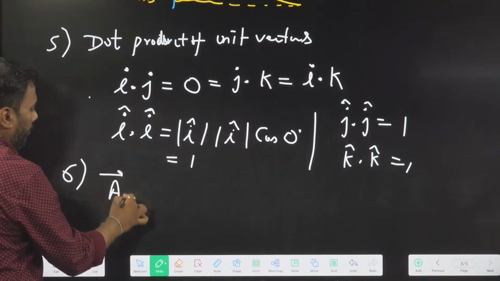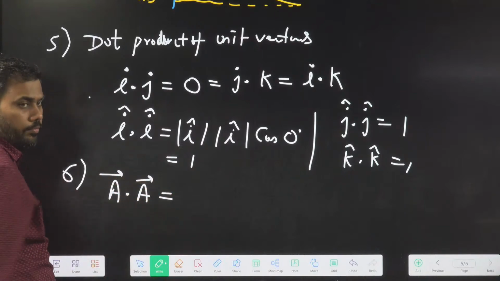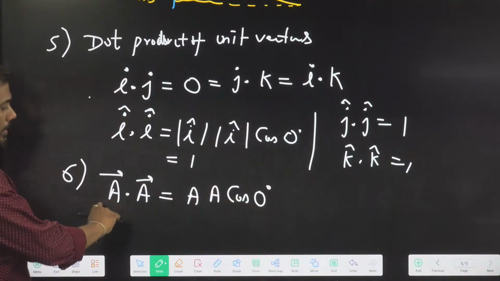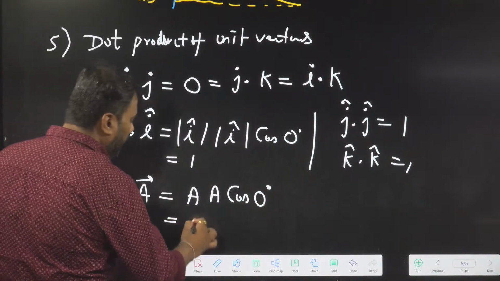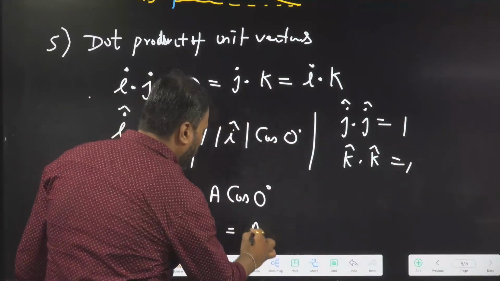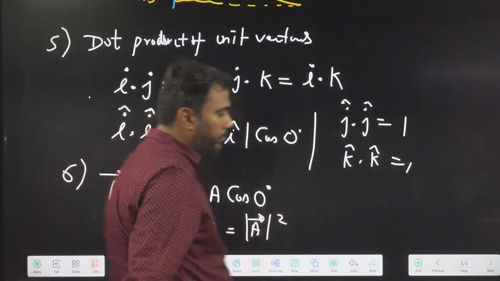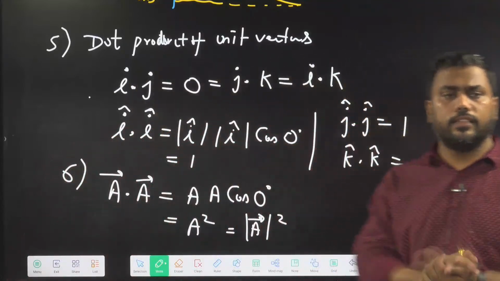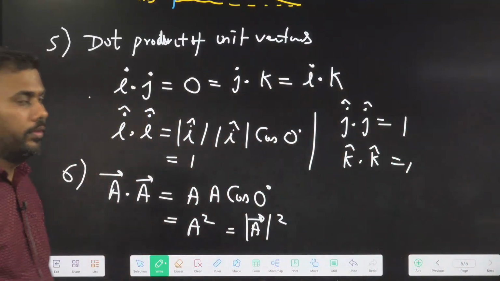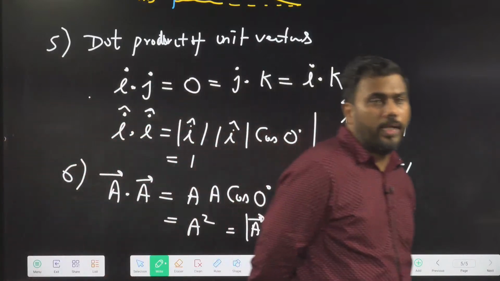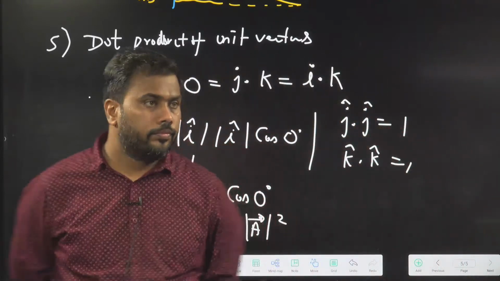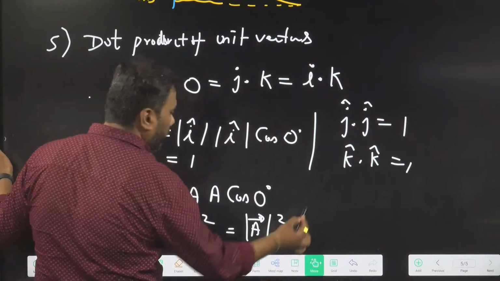Sixth property. A vector multiplied with itself, a vector dot a vector. This will be length of a into cos of the angle between them, which is 0. A vector will make 0 angle with itself, hence this is a square. Length of a square, or you can write mod a square. When you multiply a vector with itself, you get its magnitude square. Dot product of a vector with itself gives you magnitude square. Clear? So this was the sixth property of vectors.